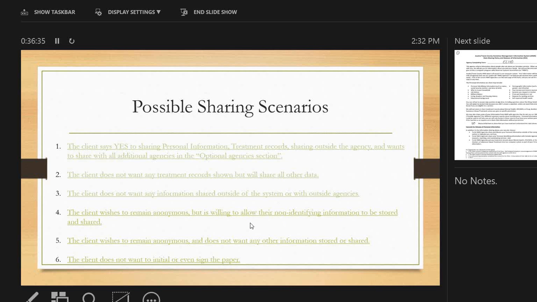Another possibility: a client is willing to share all of their information except they want to remain anonymous. So they want us to coordinate their services. They want agencies to be able to talk to one another, but they don't want agencies to know their name. This is right now incredibly uncommon. In fact, less than 2% of all clients we've ever served in Austin Travis County have asked to remain anonymous. But it is a client's right, and it is a client's ability to remain anonymous. So we want to make sure they know that they have that.